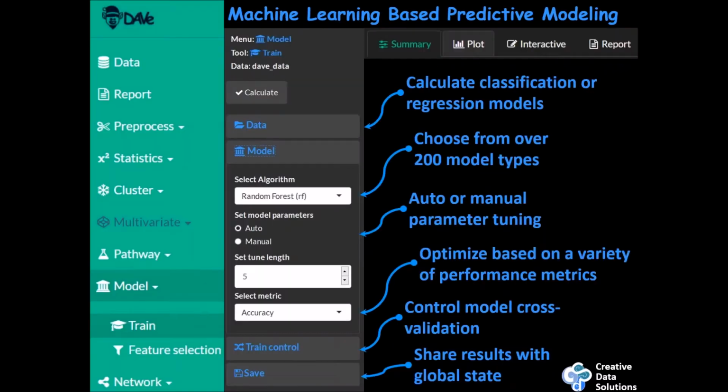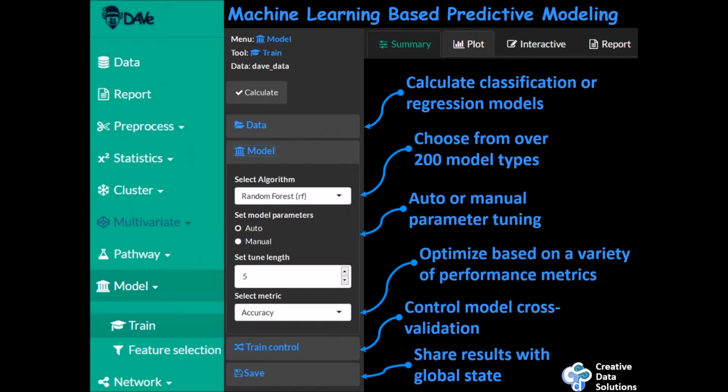So in working on Dave, I've been thinking a lot about how we can make this machine learning experience user-friendly to folks that haven't really tried this before or aren't as familiar with the various techniques. And so what I've been building is a user experience where you can choose from over 200 different model types. You can use some automated parameter tuning workflows where essentially we'll just fit lots of models, set up a tuning grid, and identify the parameters that will minimize your error.